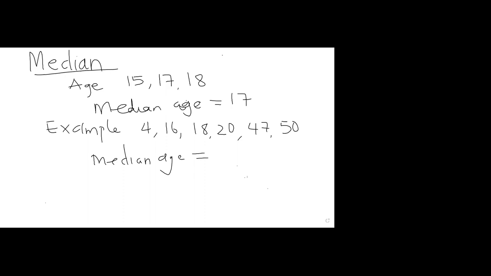Because they are even, what do we do in P7? We add and do what? We identify the middle values. Add and divide by what? We add and divide by 2. And therefore, for you, Madam Cynthia, your median age is 19. It doesn't appear in your age distribution, but that's the concept of even. When the values are even, we add the two values and divide by 2. Is that okay? So this is how we get the median from P7.